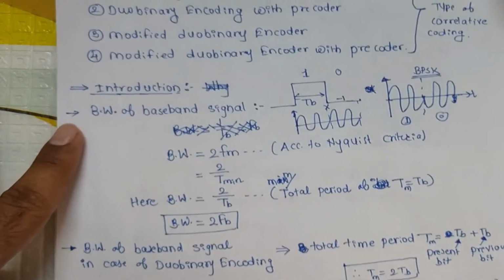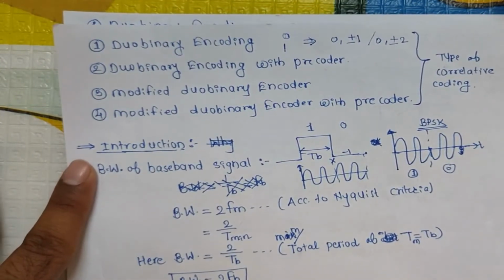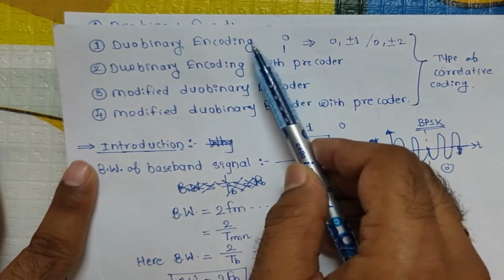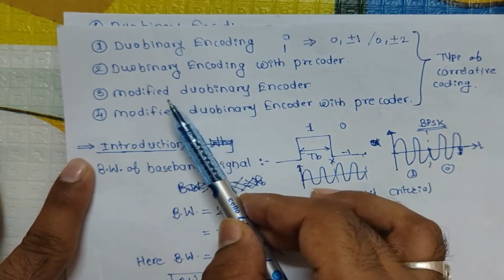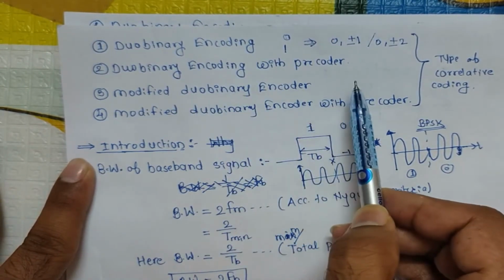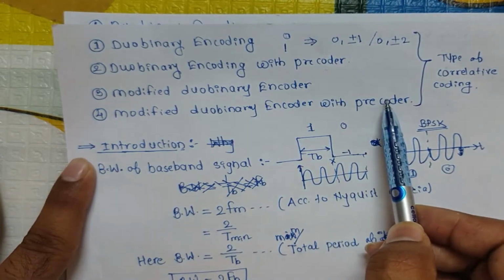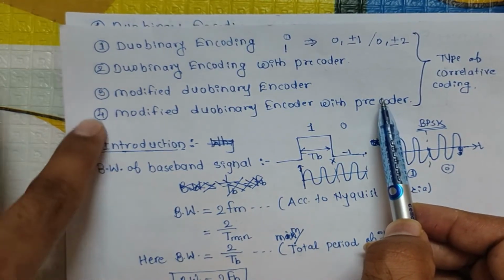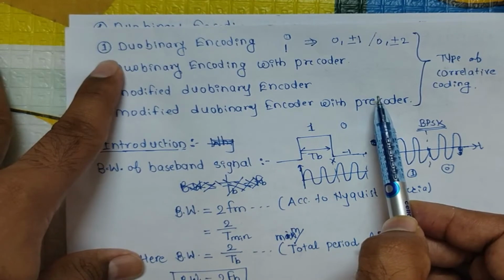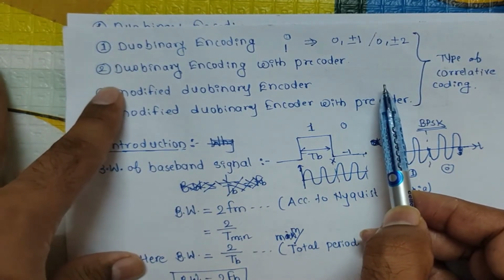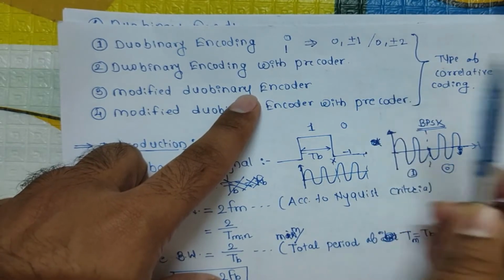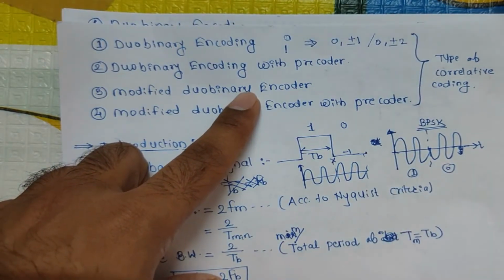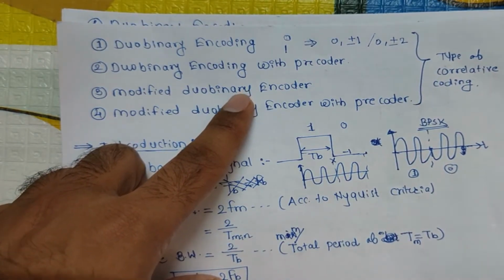Now one by one we are going to discuss all 4 techniques: duobinary encoding without precoder, then duobinary encoding with precoder, then modified duobinary encoding without precoder, and with precoder. In this session we are going to discuss the first 2, that is duobinary encoding without precoder and duobinary encoding with precoder. So let us take the first, that is duobinary encoding without precoder.